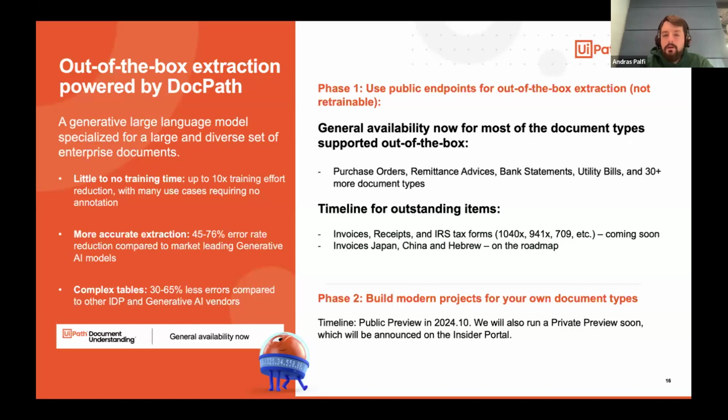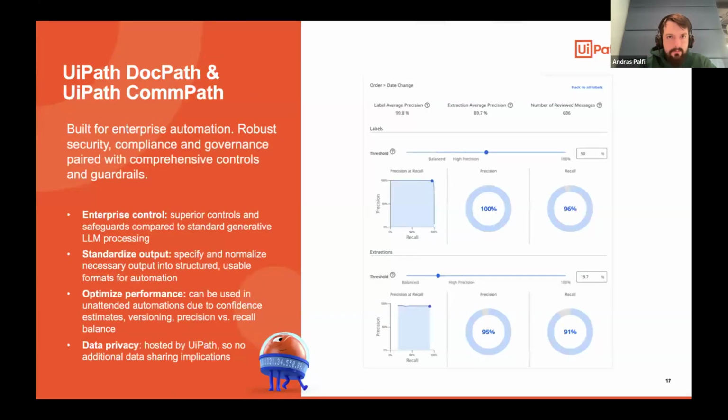Then in the second phase, we also want to have a trainable version of DocPath. We want to launch a public preview of a trainable DocPath in modern projects, probably in 24.10. Until then, we will also be running a private preview with a limited number of participants. So if you're interested in trying out DocPath and seeing how well it works on your own data set, look out for announcements on the Insider portal. Okay, Lenka, can you move to the next page?